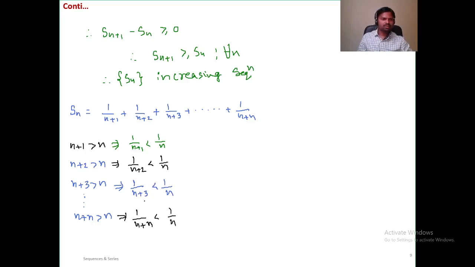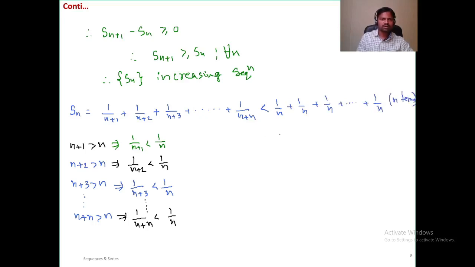So all these things I want to use here. Observe carefully, this will be strictly less than. Look at the first term, 1 by n plus 1 is less than 1 by n, by the first inequality. Similarly, second term 1 by n plus 2 is also less than 1 by n. Third term also less than 1 by n, plus up to so on. The nth term is also less than 1 by n. So total how many terms? N terms.